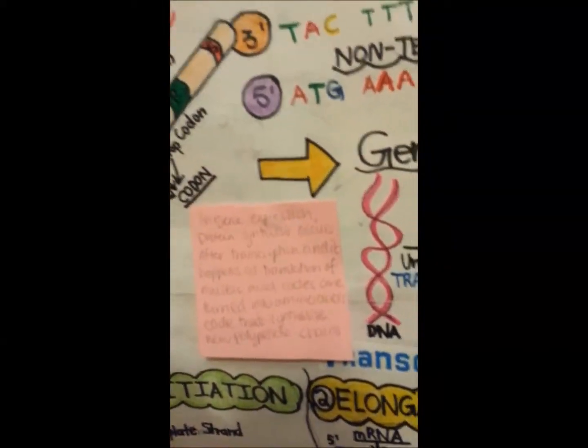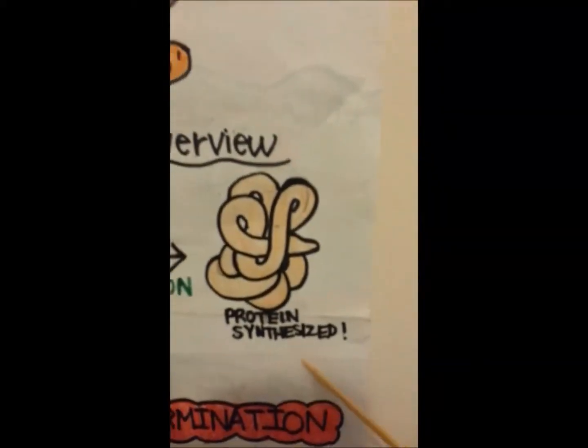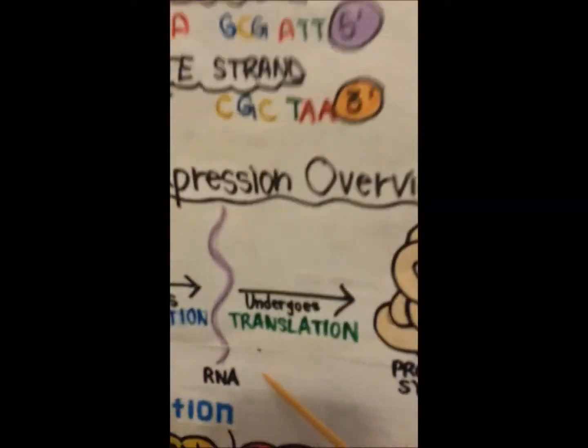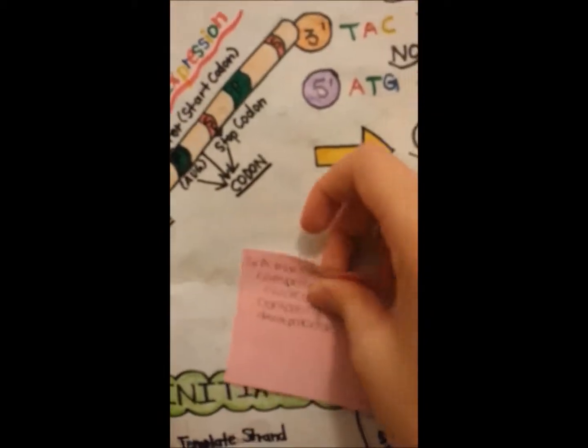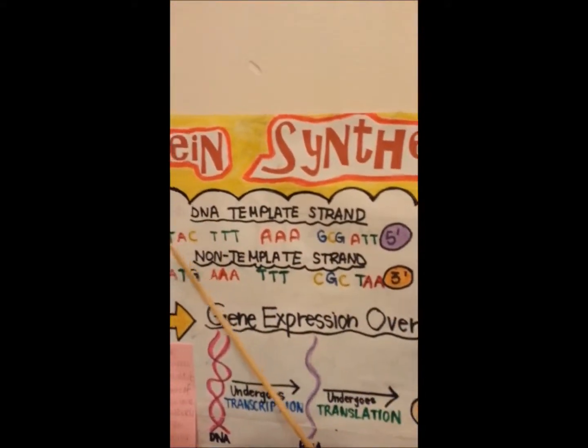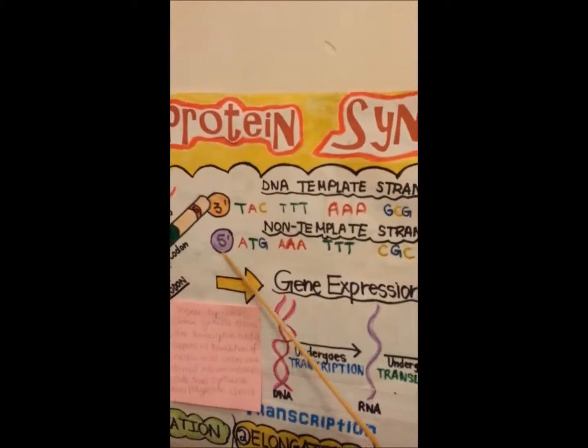So let's talk about protein synthesis. Protein synthesis occurs after transcription, and it happens as the translation of nucleic acid codes are turned into amino acids that synthesize new polypeptide chains. This will be our DNA template strand, and this will be the DNA non-template strand, or coding strand.